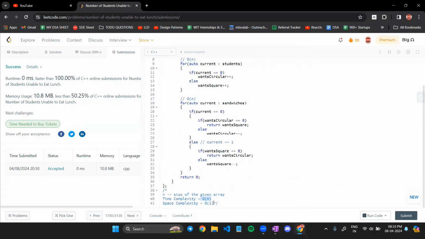And we can see that we are not using any extra space from our end. So the space complexity would be order of 1. So that's all about today's daily LeetCode challenge.